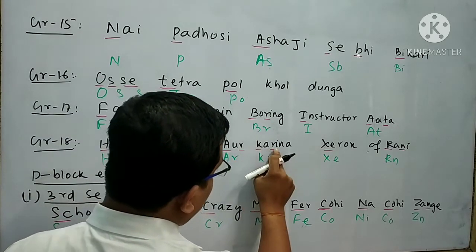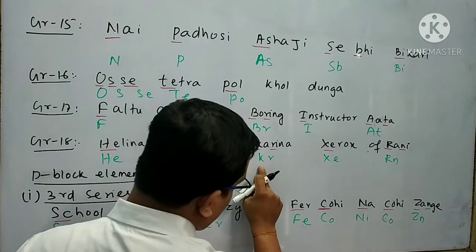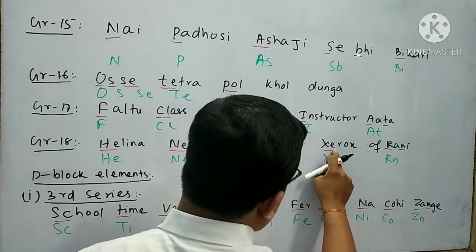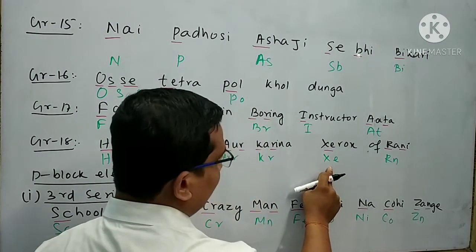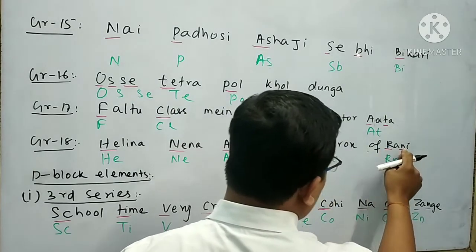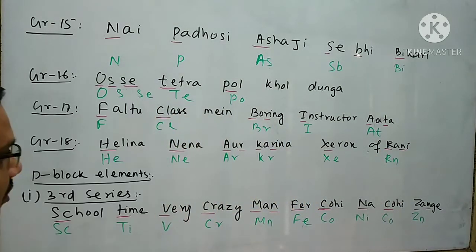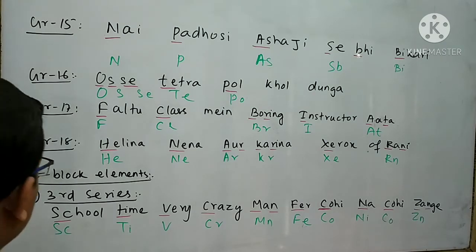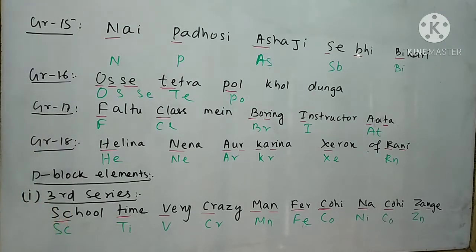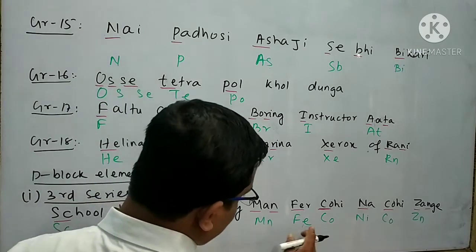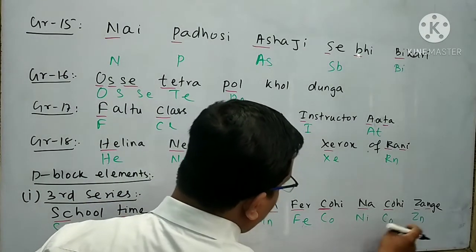K and the letter R represent krypton, Xe represents xenon, R and the letter N represent radon. Next, I will think about the d block elements. The first series, that is your third series, elements are scandium, titanium, vanadium, chromium, manganese, iron, cobalt, nickel, copper, zinc.